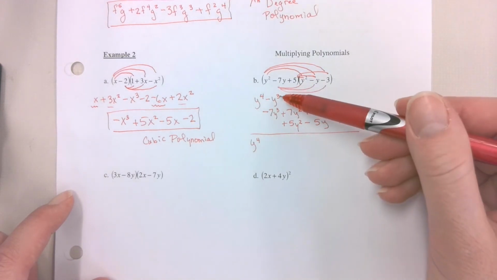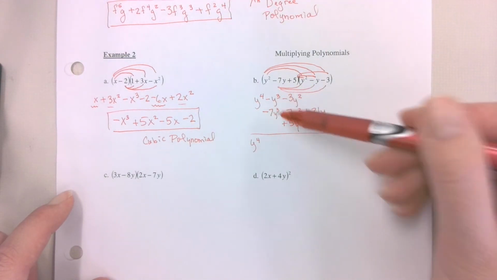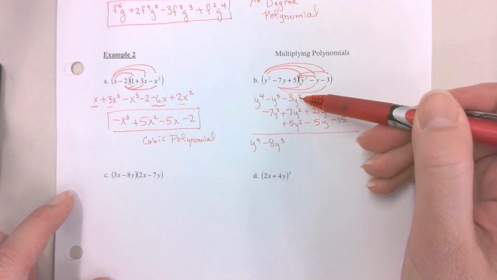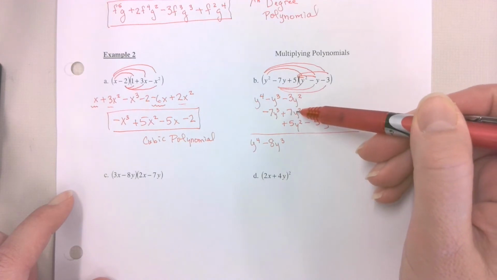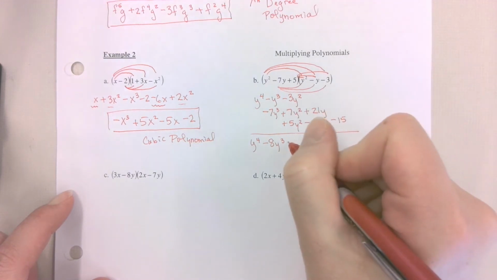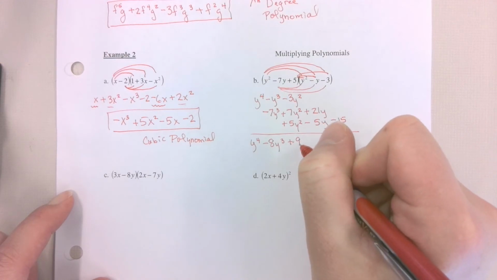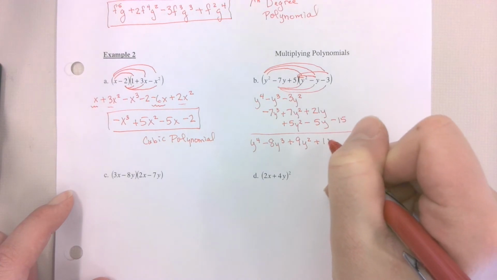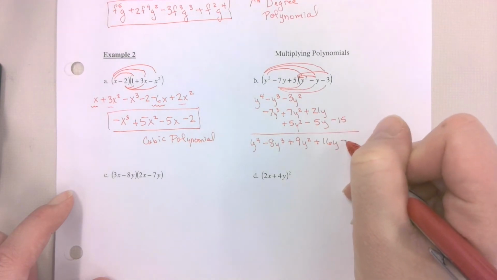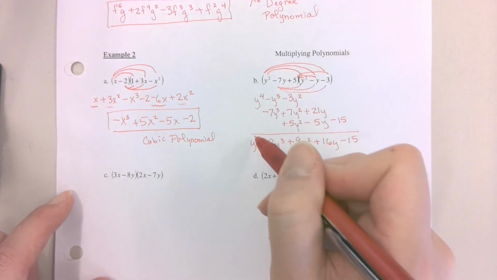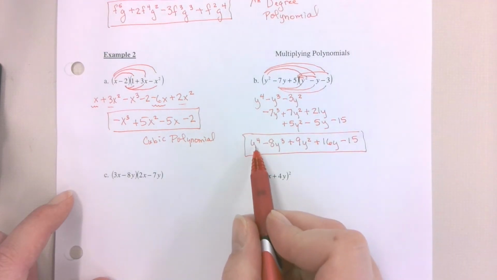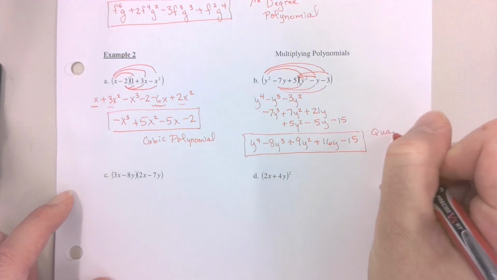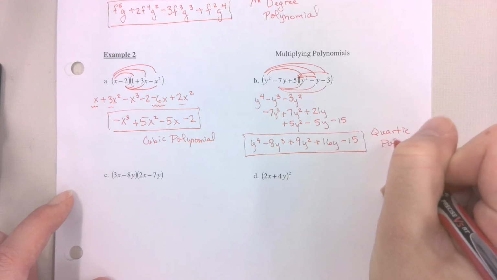My next highest degree is 3, so find all your powers of 3. Negative 1 and negative 7, so negative 8y to the 3rd. I have my y squareds. So here I have 4y squared plus 5, so 9y squared, y to the 1st, and I end up with a positive 16y, and last my constant of negative 15. All right, so I see that my highest degree is 4, and I have more than 3 terms, so this is going to be a quartic polynomial.